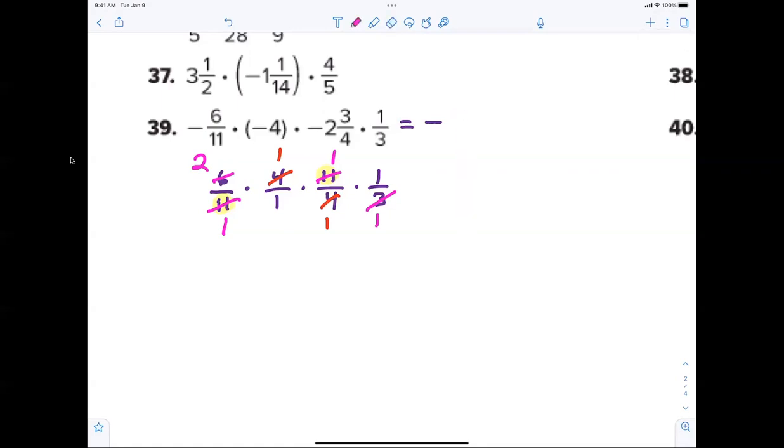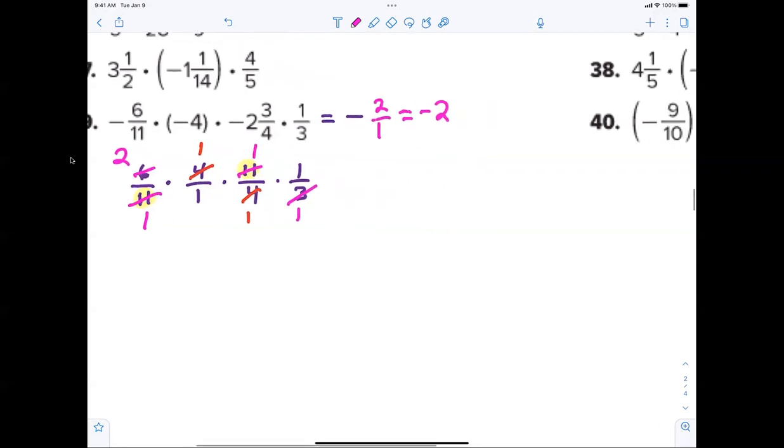Okay, so that was very good. Now, is it necessary to do 2/1 or we just write -2? Just write -2. All right, I'm pretty happy with that. All right, Carolyn, you help me. Number 40.